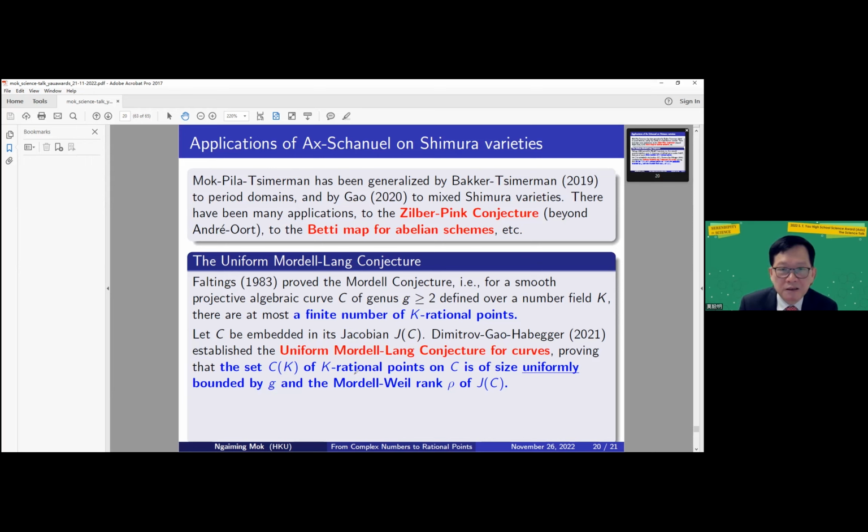So there are many applications of this, especially to the Betti map for abelian schemes. And this application by Gao and others was used in reaching a proof for the uniform Mordell-Lang conjecture, together with the Ax-Schanuel theorem on mixed Shimura varieties, stemming from Mok, Pila, Tsimerman, and work of others, including those of Gao.